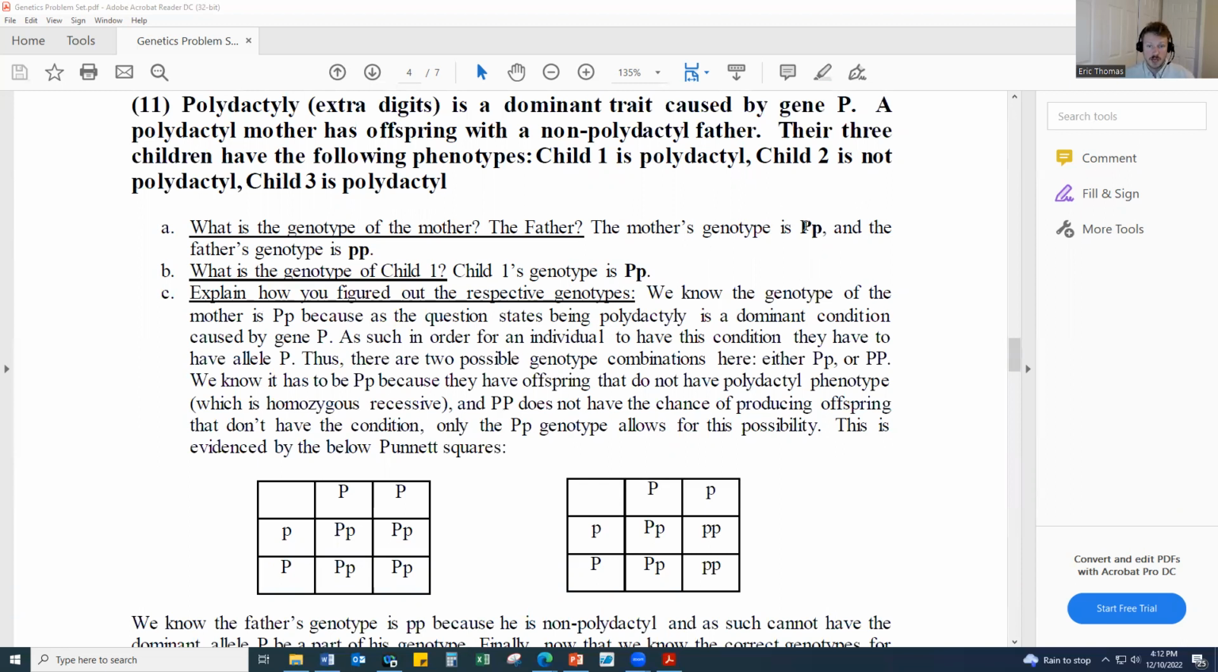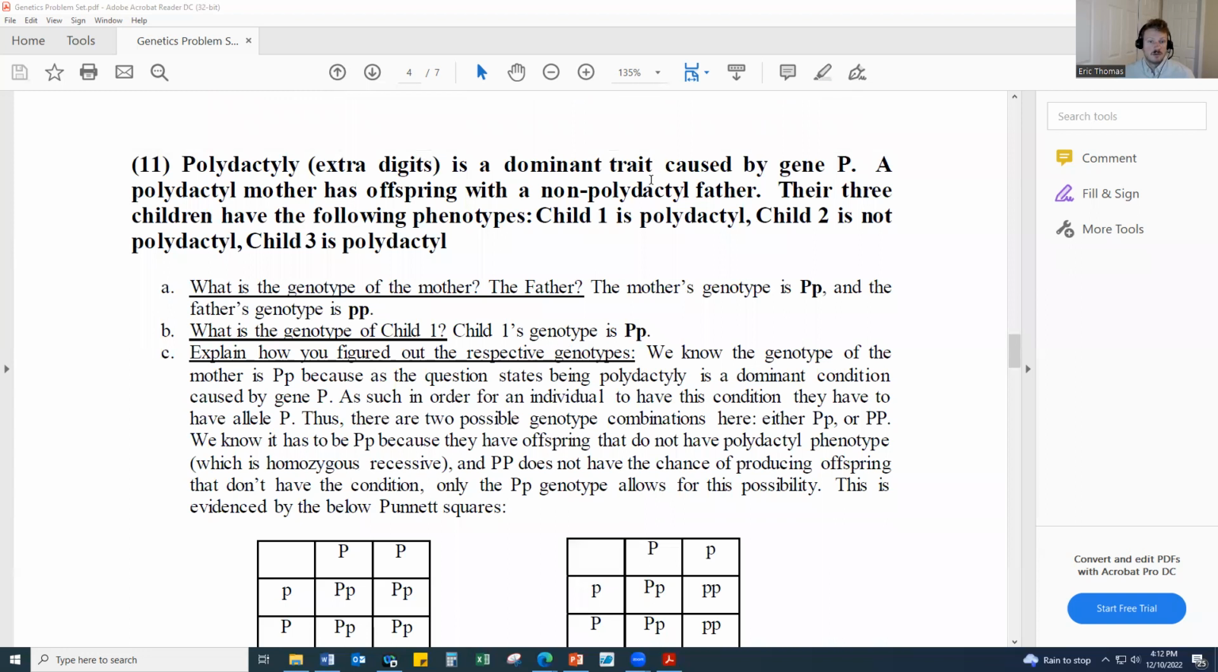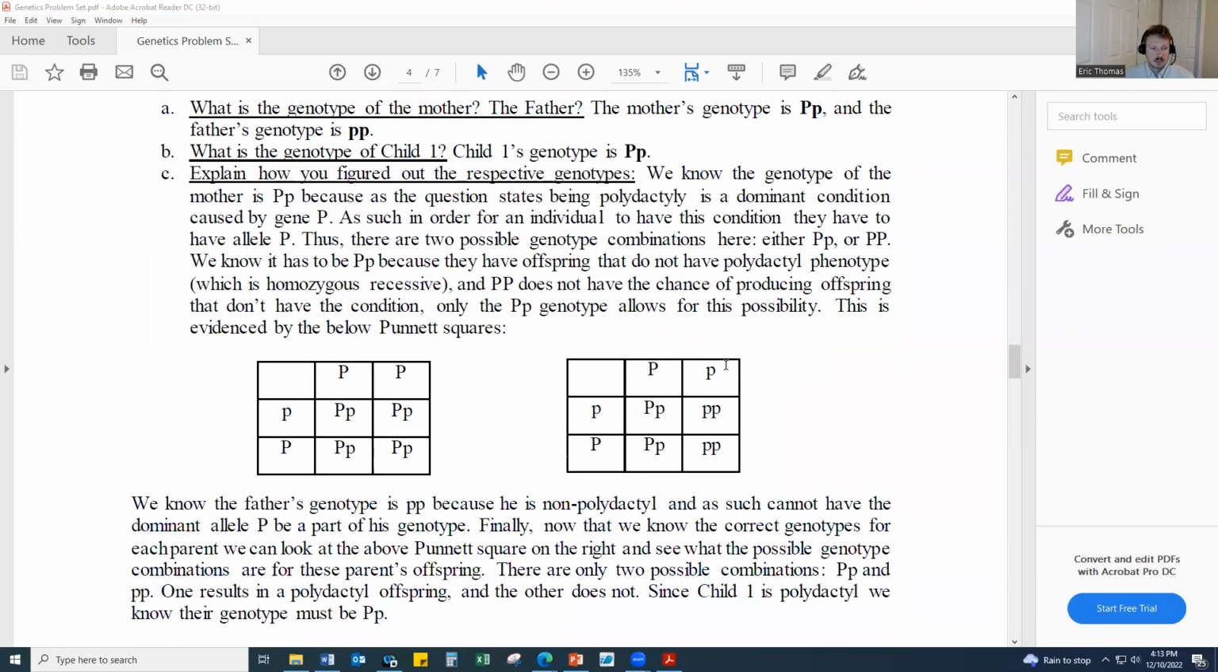Mother's genotype is capital P, lowercase p, and then the father is 2 lowercase p's, and this is what the child's is. Now, this is where it gets a little tricky, right? So the question states that the mother is polydactyl, and in order to be polydactyl, there needs to be at least one capital P allele that makes up her genotype. Now, it can be capital P, lowercase p, or it can be capital P, capital P. The question is, which one is it? And this is where it's a little bit tricky.